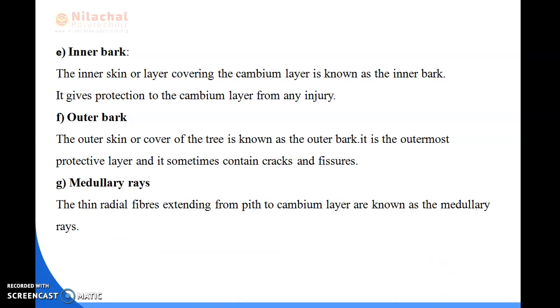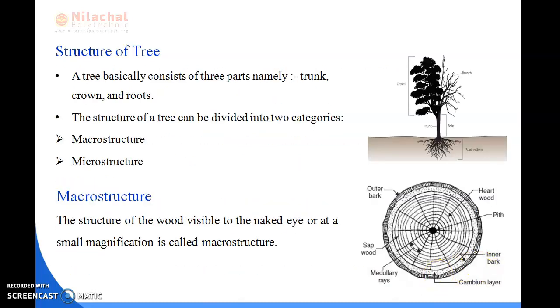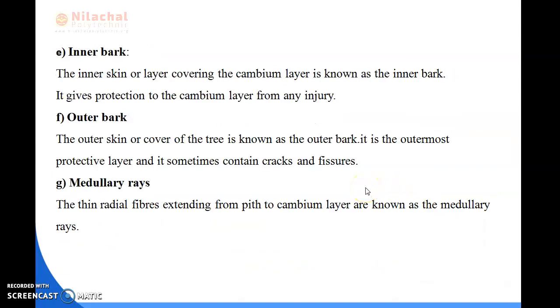So next is inner bark. As I have shown you here, this one is the inner bark and this one is the outer bark. Inner bark means the inner skin or layer covering the cambium layer. It gives protection to the cambium layer from any injury. So we can say that the inner skin or the layer covering the cambium layer is known as inner bark, and it protects the cambium layer from any injury.